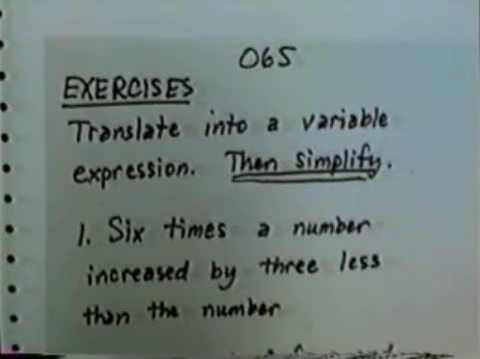Exercise number 1 reads, 6 times a number increased by 3 less than the number.